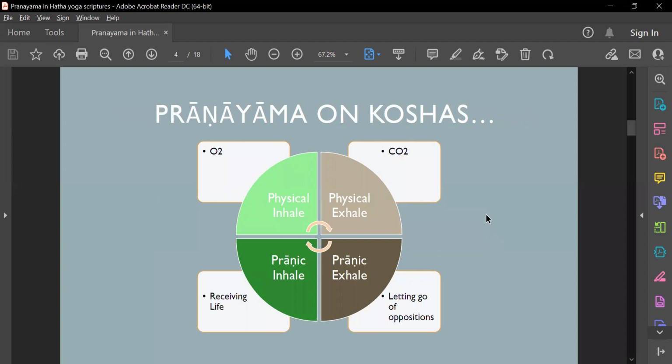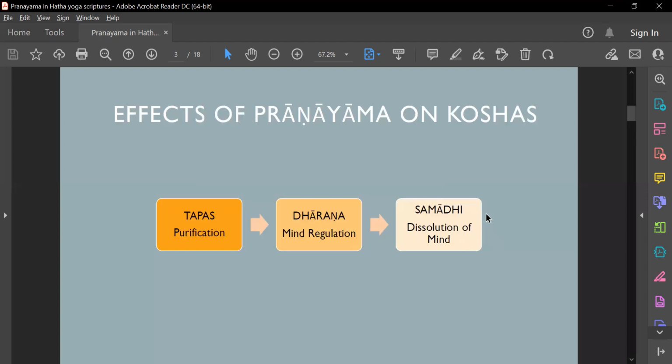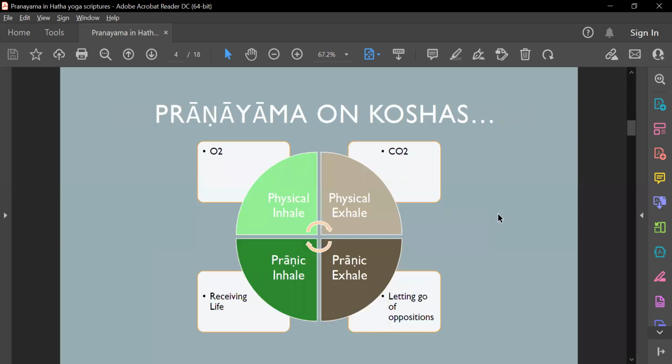So let's simplify it further. Without going too deep into Ashtanga yoga, the dharana, samadhi, and all of that, let's break it down in a simpler way. Let's go to the gross body and the subtle body. In the physical body, we have inhalation and exhalation, which is a very common physiological process. When we inhale, we take in oxygen, and when we exhale, we release carbon dioxide. This happens repeatedly through cycles.